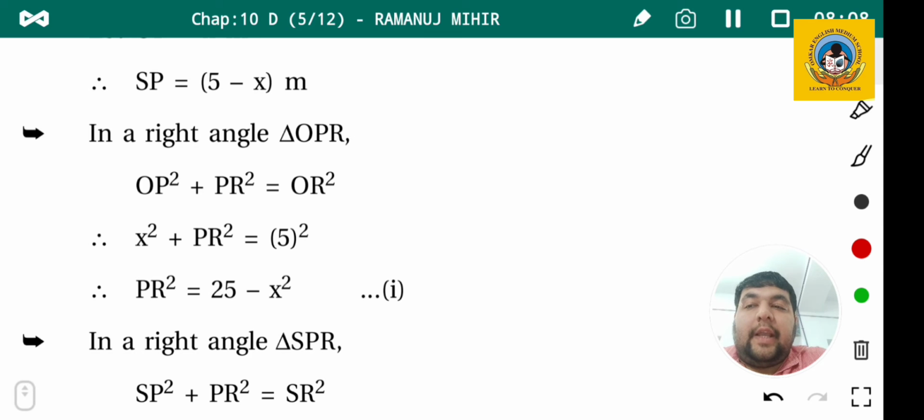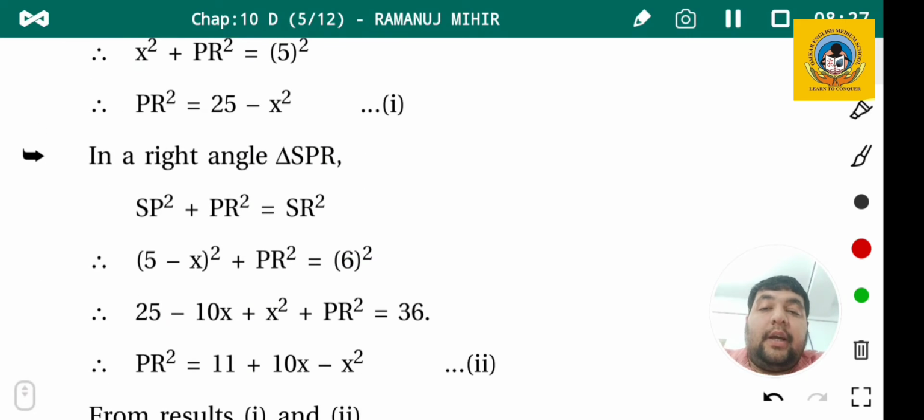So now x square plus PR square is equal to 5 square. So PR square is equal to 25 minus x square. Equation number 1. Although there are two unknowns in the equation, so we cannot solve it. So we should give a name, and then we will try to make another equation, and by comparing that equation we can solve one of the variables.